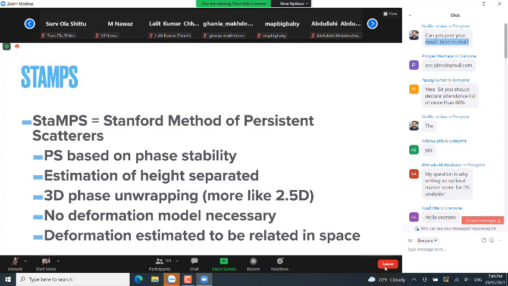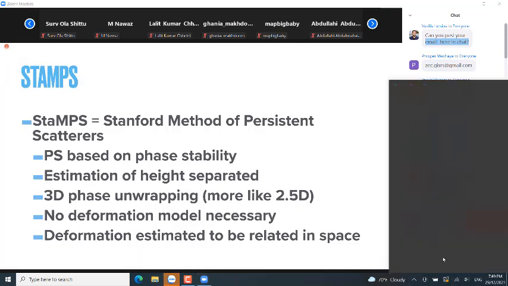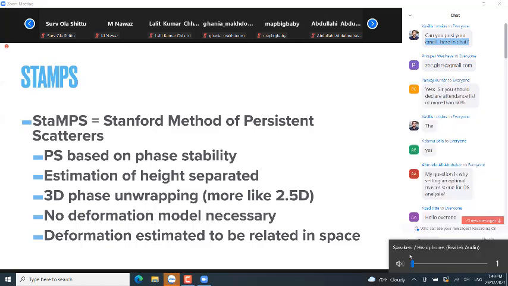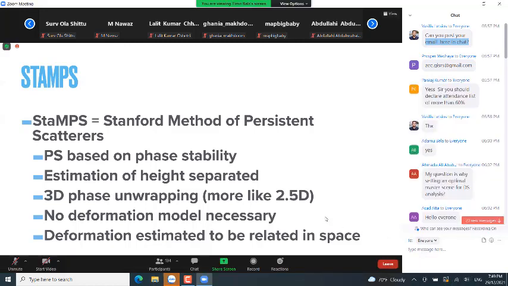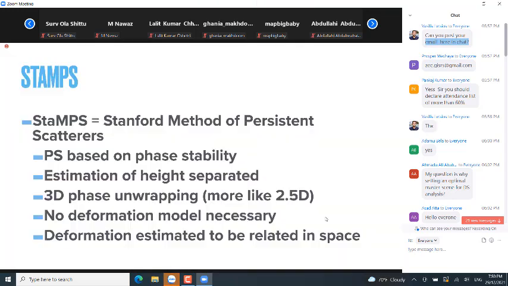Right, good. So StaMPS, to understand that, has been developed for volcanoes. Okay, so in volcanoes we find many points which are phase stable but maybe do not have a high amplitude. So that's why we separate that, have a different method to find more points on volcanoes. And if you're interested in volcanoes, we cannot have any deformation model because there is no linear deformation or anything that we can model going on.